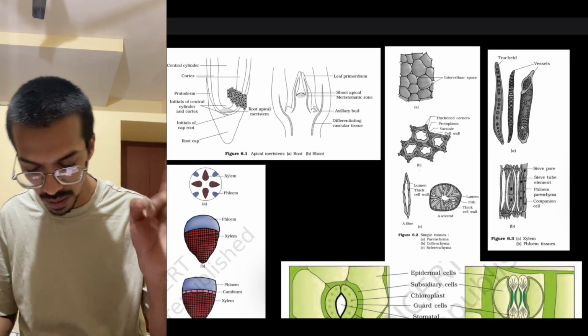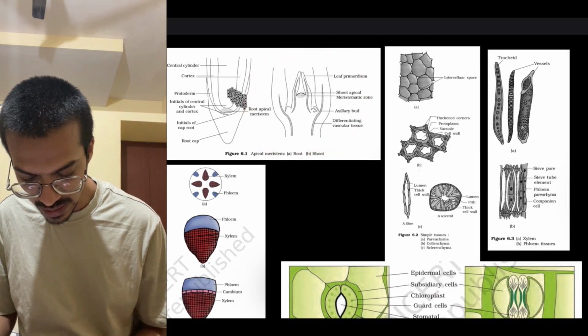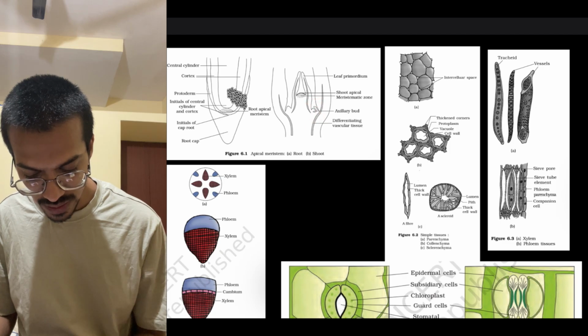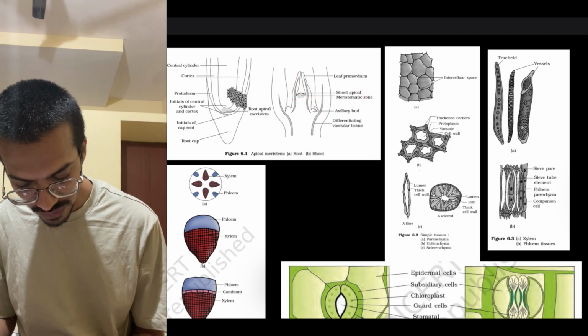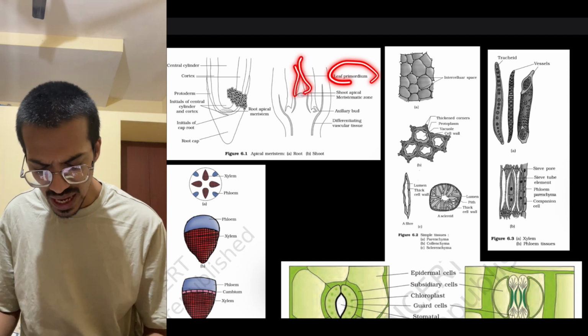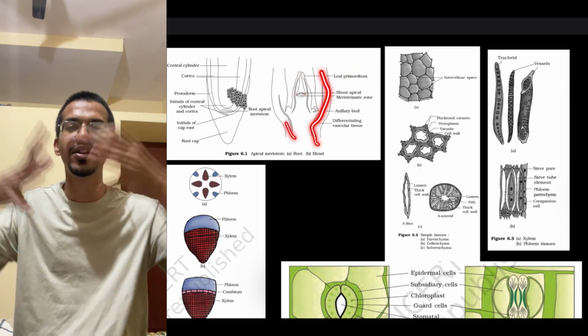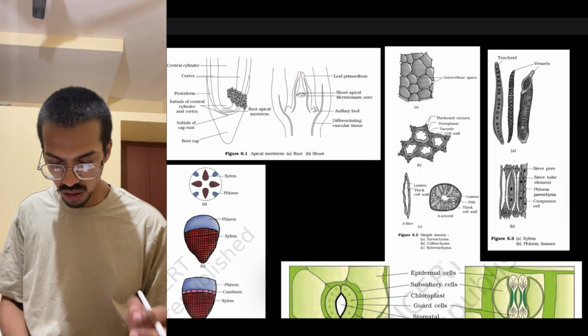When it comes to the shoot part, very important, there is the axillary bud present, shoot apical meristem. From here a leaf comes, so the shoot apical meristem zone, and the leaves are coming from it, and the xylem phloem which are present over it, which have to keep on going to all parts accordingly.